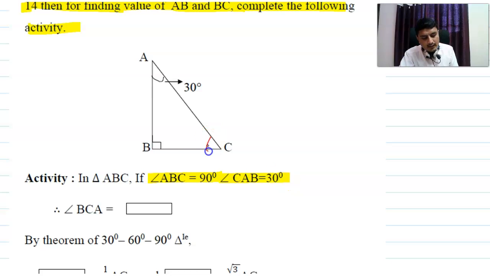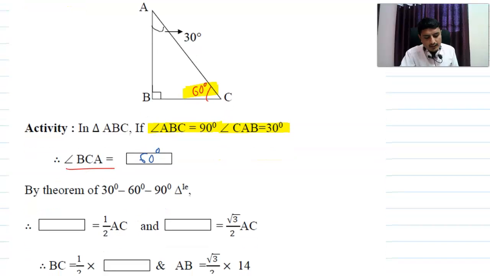So the remaining angle is 60 degrees, because the sum of all angles of a triangle equals 180 degrees. So taking angle BCA equals 60 degrees, we get 60 plus 30 plus 90, which equals 180 degrees. So the measure of angle BCA is 60 degrees. So the given triangle ABC is a 30, 60, 90 degree triangle.